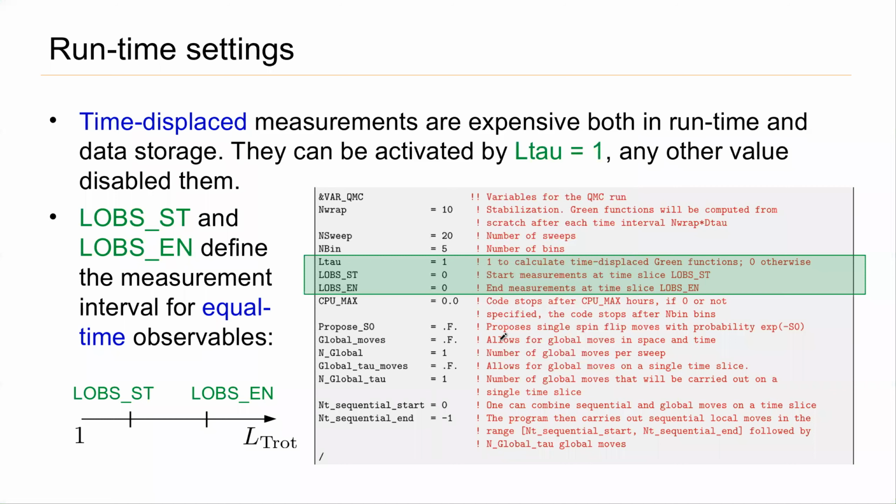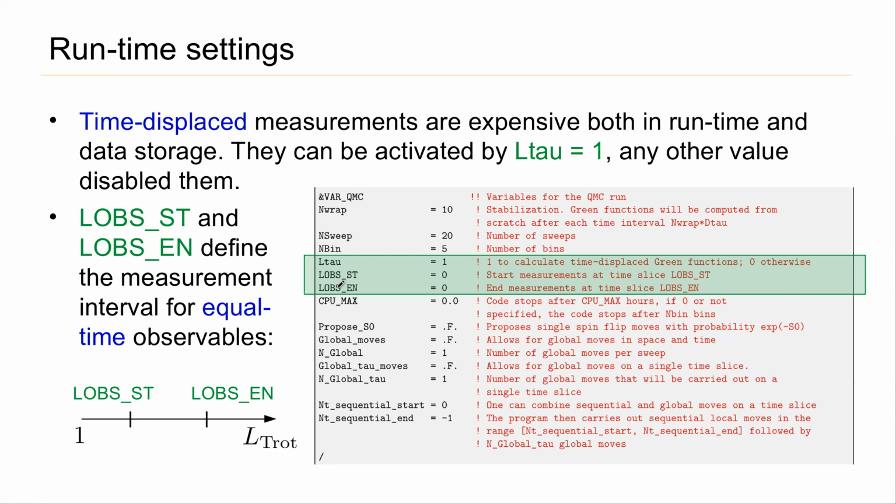First of all, I would like to bring three runtime variables to your attention, which you can control. I will show this in a second, both from the PyALF Python interface, but also from the parameter files directly, if you don't use the PyALF interface. And the three quantities which control observable measurements are L_tau, LOPS_start, and LOPS_end.